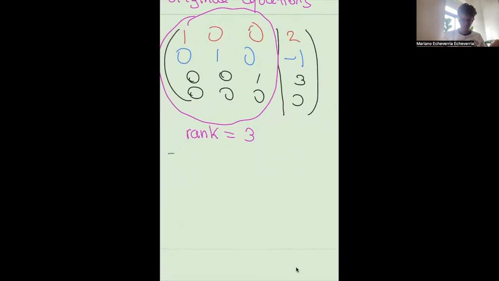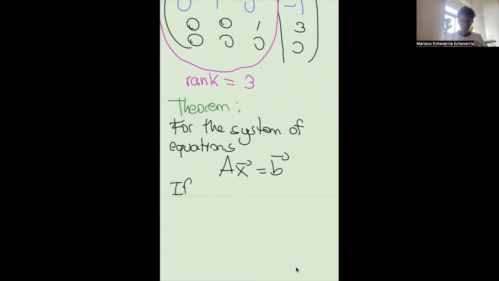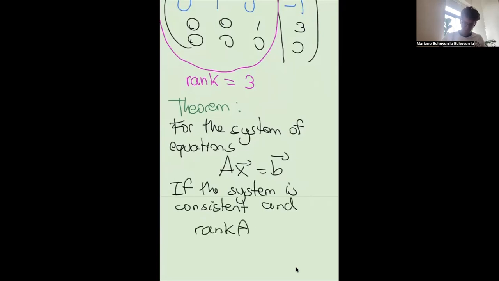So here's a theorem. For the system of equations AX equals B, if the system is consistent, and the rank of A equals the number of columns of A, then there's a unique solution.